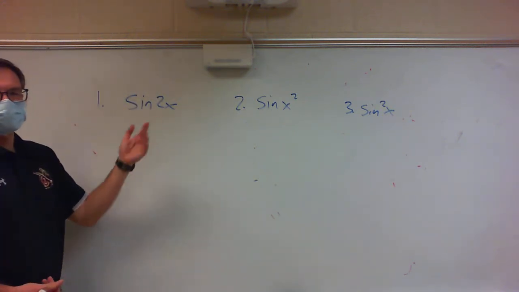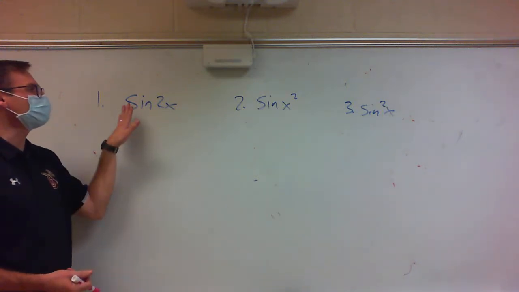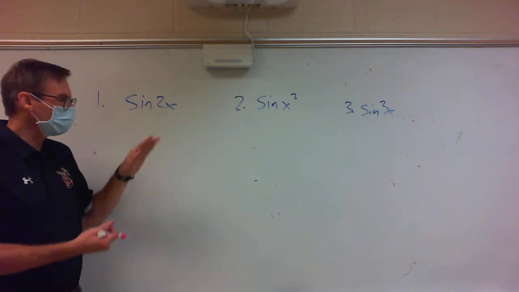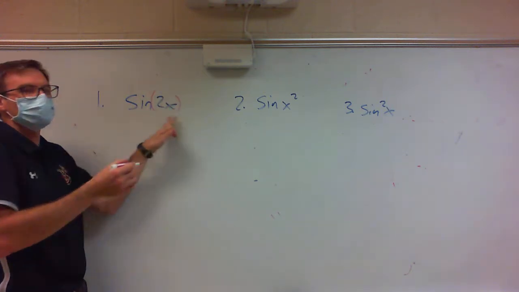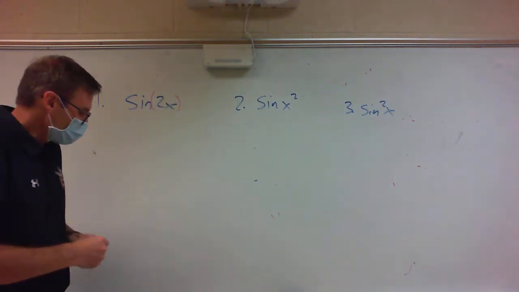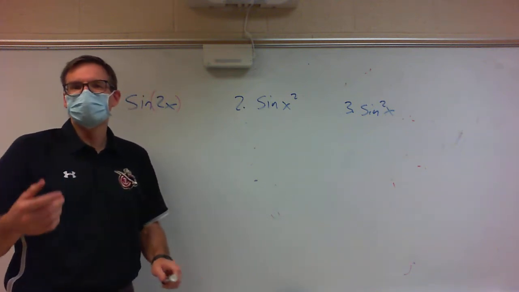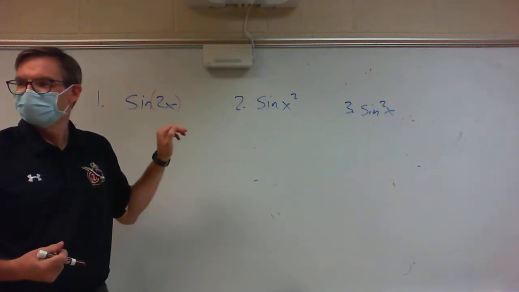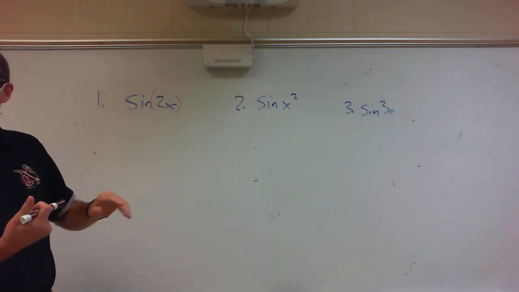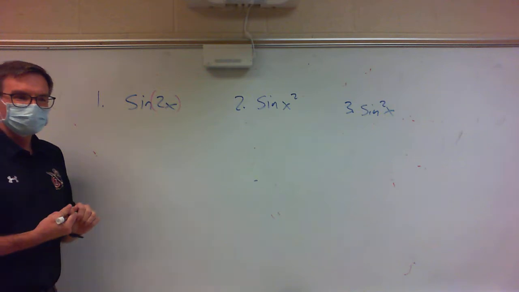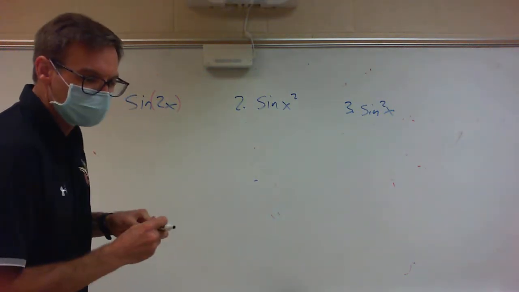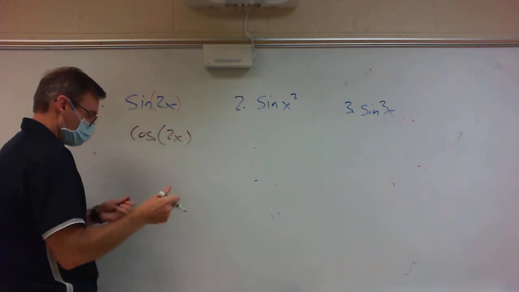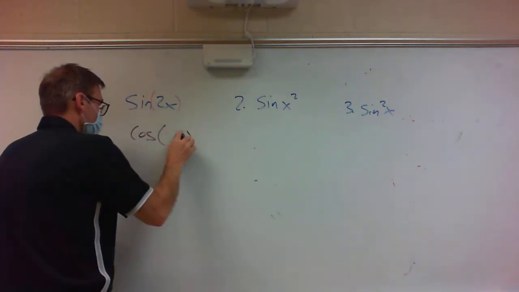So when I read this first problem, I see sine of stuff. And so when I take the derivative, well, what's the derivative of sine? Cosine, because we're going to take the derivative of these. So when I take the derivative of this, I get cosine of stuff.